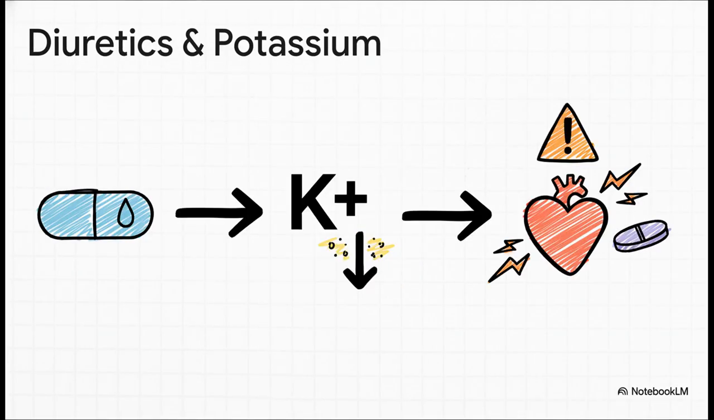Now, we also use diuretics, like furosemide, to help get rid of all that extra fluid. But here's the critical connection, the point you cannot miss. Diuretics often make the body lose potassium, and low potassium, or hypokalemia, makes the heart way more sensitive to digoxin. It dramatically, seriously increases the risk of toxicity. You absolutely have to remember that interaction.